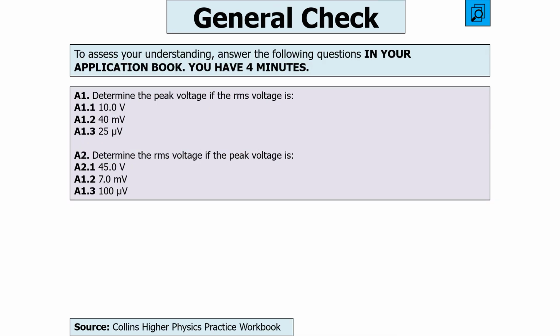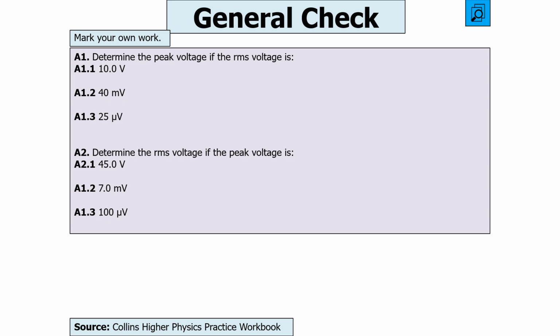The next question says, determine the peak voltage if the RMS voltage is 10 volts, 40 millivolts, 25 microvolts. Then determine the RMS voltage if the peak voltage is 45 volts, 7 millivolts, and 100 microvolts. So pause the video now, then unpause the video when you want to go through your answer.